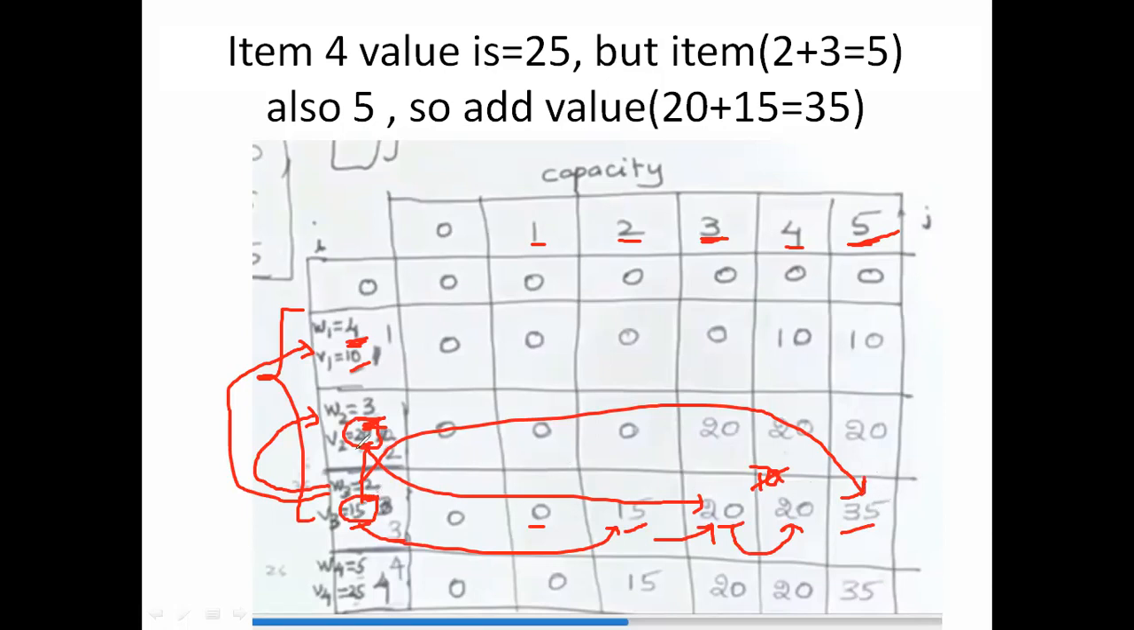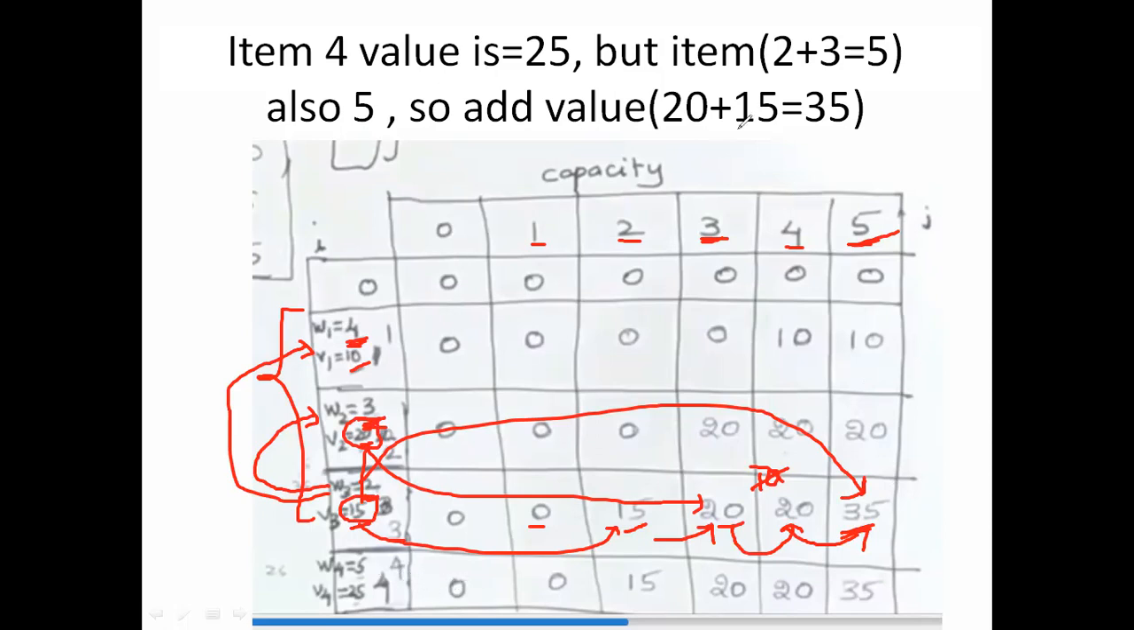What is the value of 5 kg? Profit 20 and 15. So 20 plus 15, 35. You hold 35 here. Compared to this one, this is the maximum. So it is not a problem. Okay, the next one.